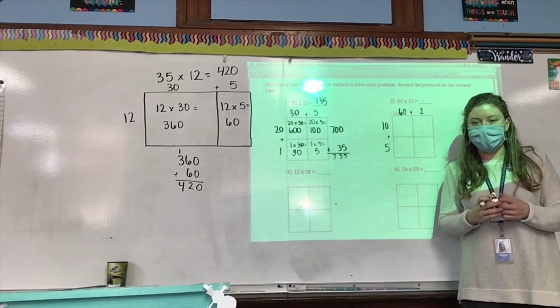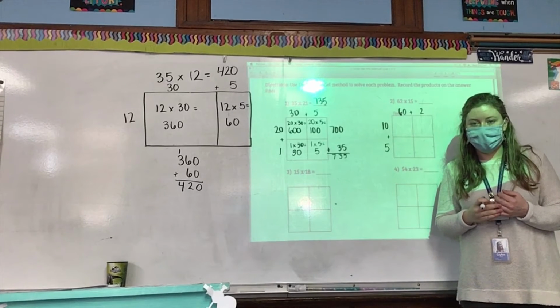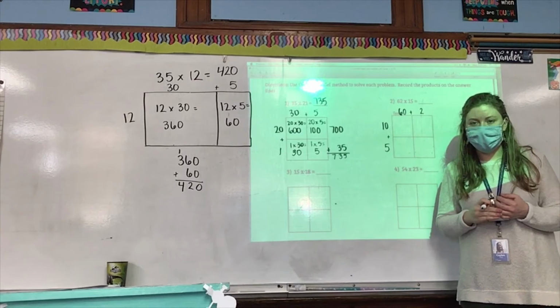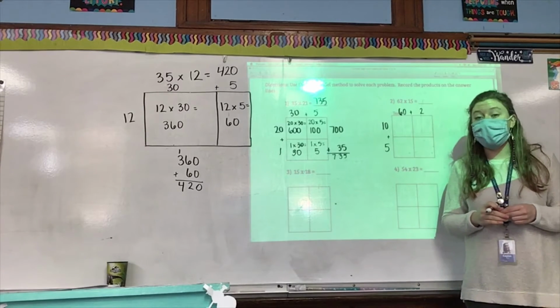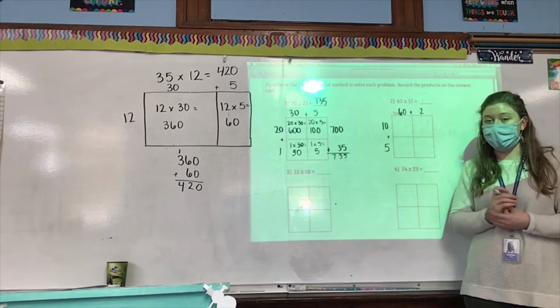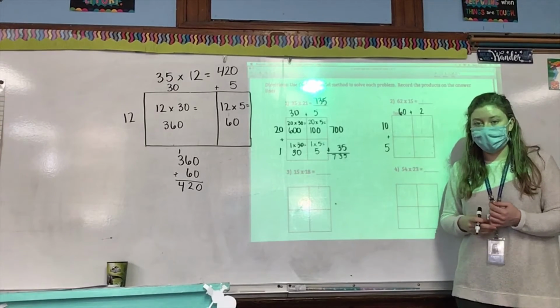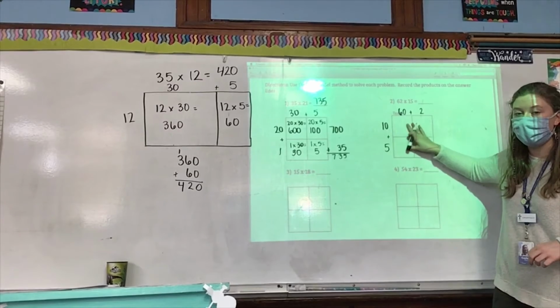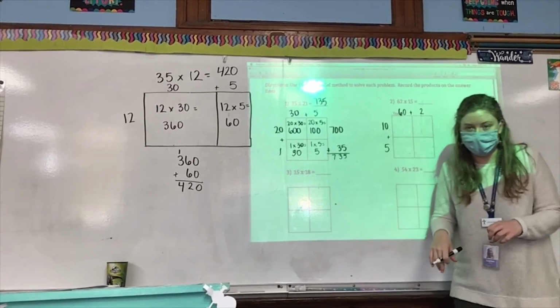Does anybody need me to explain it a little bit more? Zari, what's your question? Your screen's a little blurry. I can't really see it. Well, but you can hear what I'm saying and you can see where I'm pointing. That's all you really need. You need to be able to hear what I'm saying and to see where I am writing, which problem I'm working on. Okay?